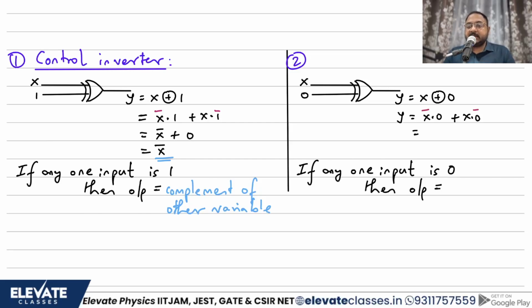Now let's get the answer. Anything into 0 will be 0. X into 0 bar, that is x into 1. X into 1 is 1. X into 1 is x. X plus 0, answer should be x. So what answer did you get? X. The answer that you got is x.